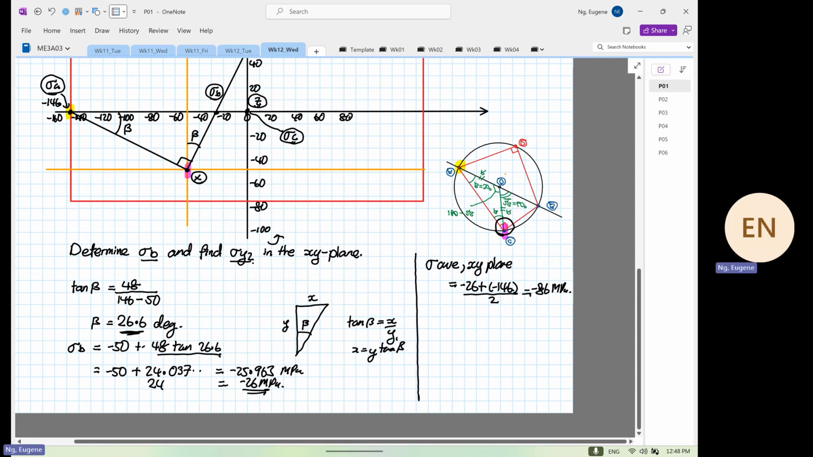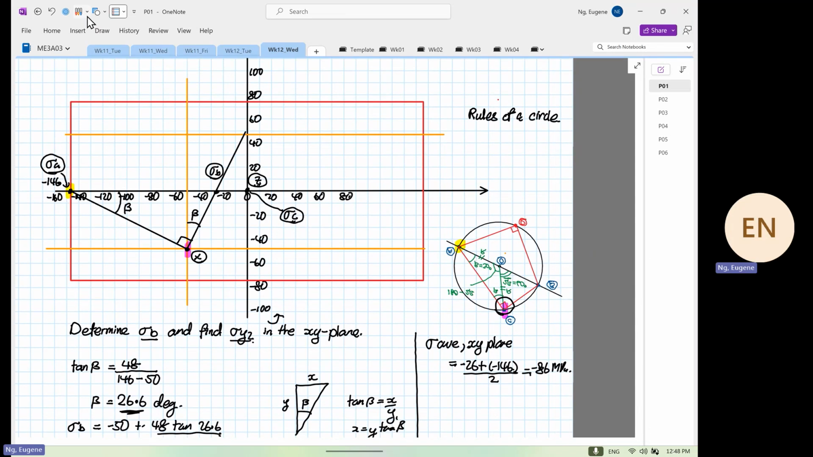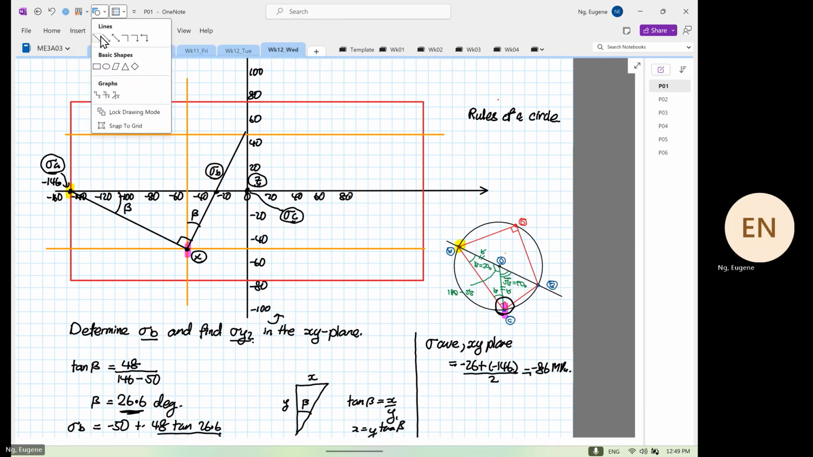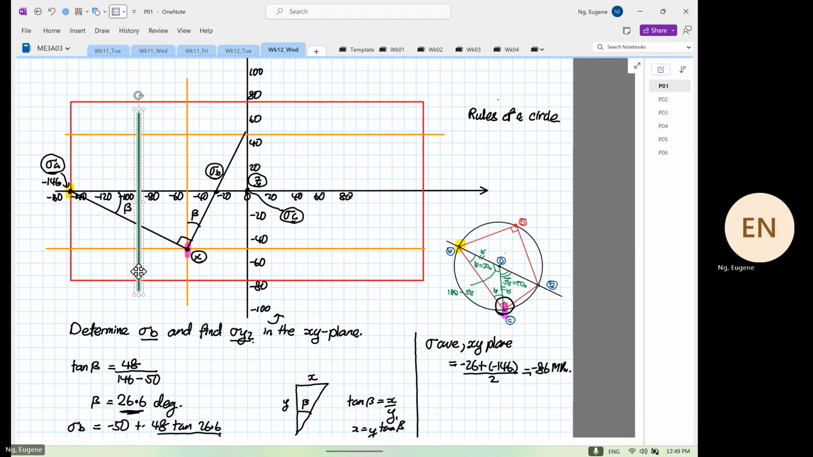So let me do it. Minus 26 plus minus 146, divided by 2, is minus 86. So minus 86 is where our center of circle is. I'm just eyeballing this. So this is our point O for our XY plane.